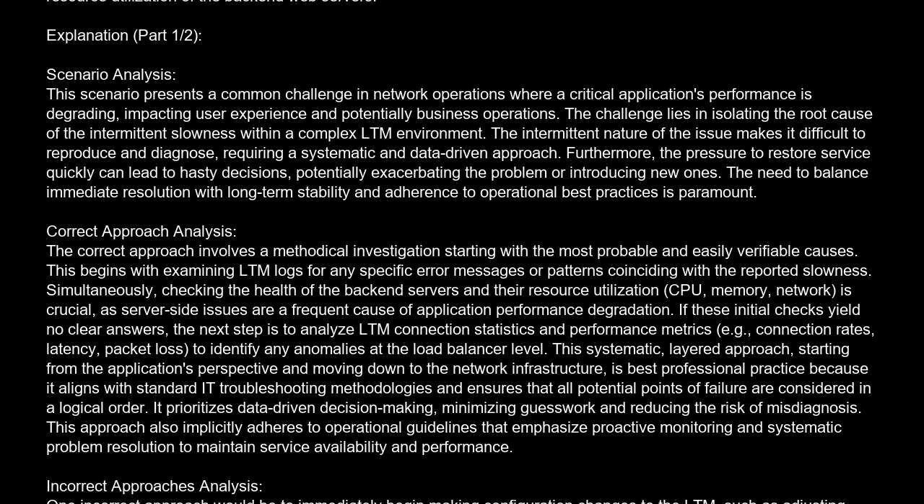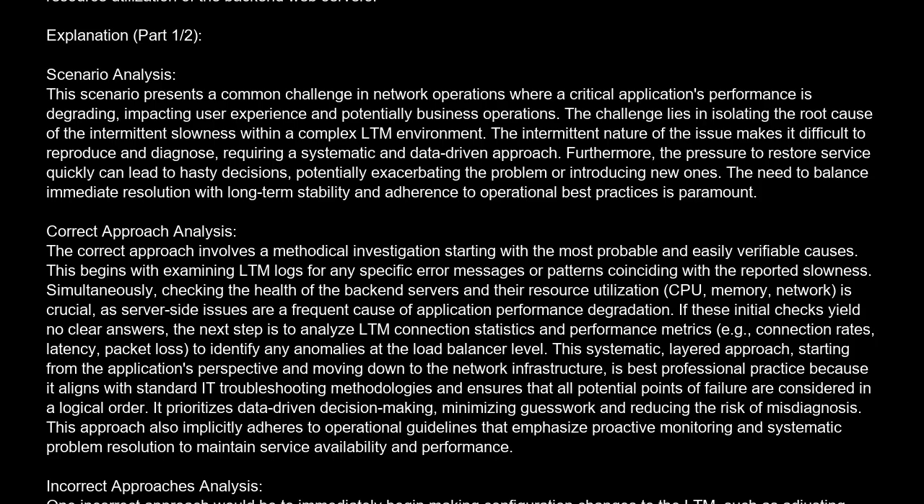This begins with examining LTM logs for any specific error messages or patterns coinciding with the reported slowness. Simultaneously, checking the health of the backend servers and their resource utilization (CPU, memory, network) is crucial, as server-side issues are a frequent cause of application performance degradation. If these initial checks yield no clear answers, the next step is to analyze LTM connection statistics and performance metrics, e.g., connection rates, latency, packet loss, to identify any anomalies at the load balancer level.